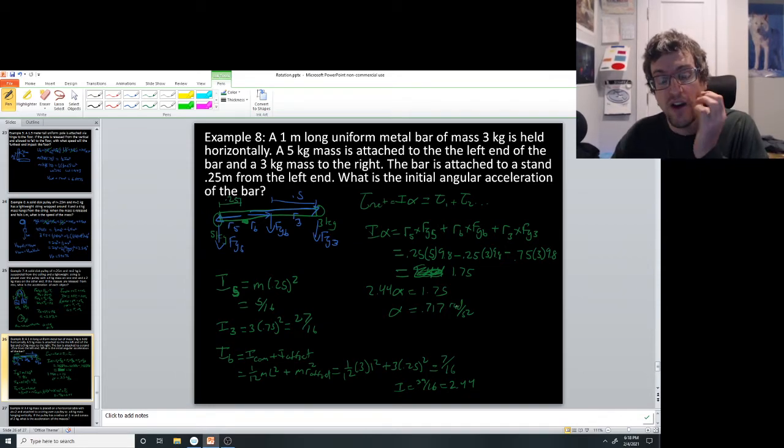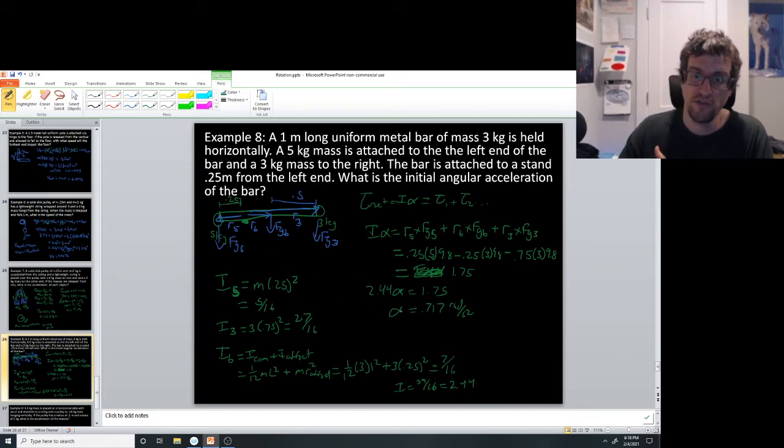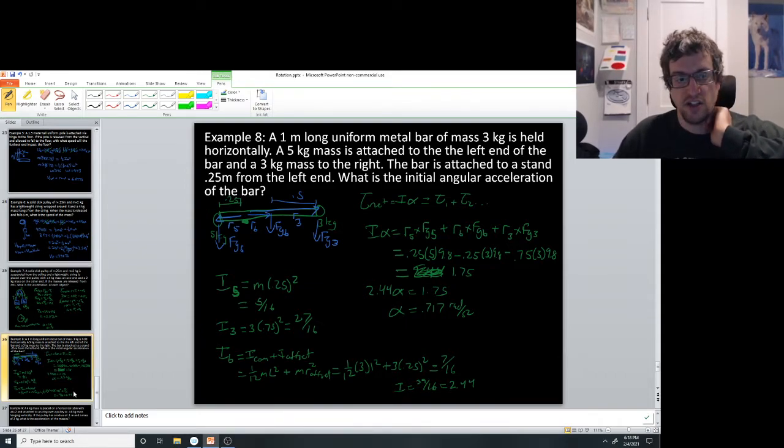Make a point about this: if I wanted to find the linear acceleration of either of the masses, I'd find this angular acceleration first. If it's rotating, you've got to do the angular stuff first, and then you can convert it at the end to the tangential acceleration.